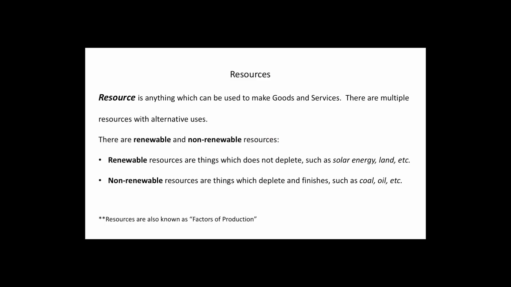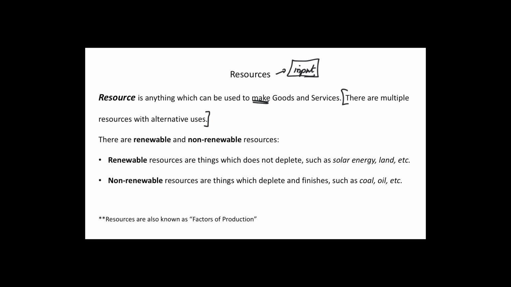So resource, when we talk about resource, it is an input which helps you produce an output. Resource is anything which can be used to make goods and services. And this is a very important line: never ever forget that there are multiple resources with alternative uses. Every resource has alternative uses. That's where choice comes in then.